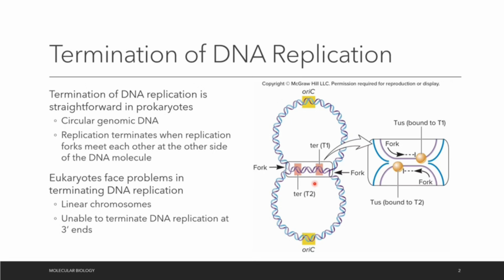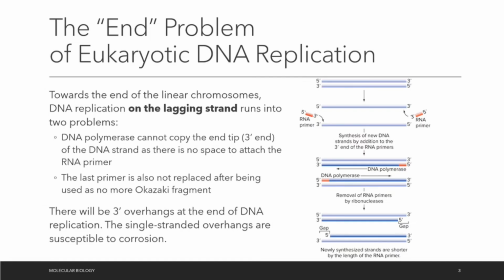On the other hand, we have eukaryotic cells, which have a linear chromosome. And they run into some problem when they are trying to terminate the DNA replication at the 3' ends, at both 3' ends actually, of the original DNA molecules. So what kind of problem are they facing? Well, for eukaryotic cells, towards the end of the linear chromosome, DNA replication on the lagging strand will run into two problems.